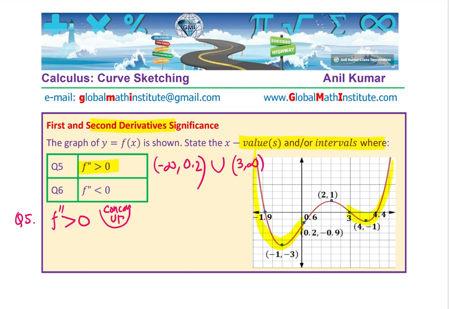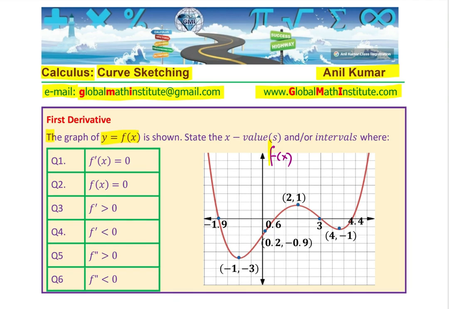Now when is it negative? Let's figure this out. Question 6. You can always pause the video, answer this particular question, right? It is the portion where it is concave down, and the interval which is left in between, right? And that is from 0.2 to 3. So that is how we can actually answer this particular question. So I hope with this, the concept of analyzing the given function is absolutely clear.